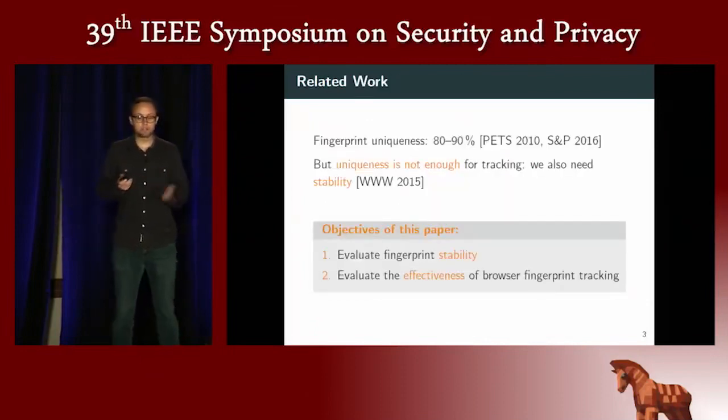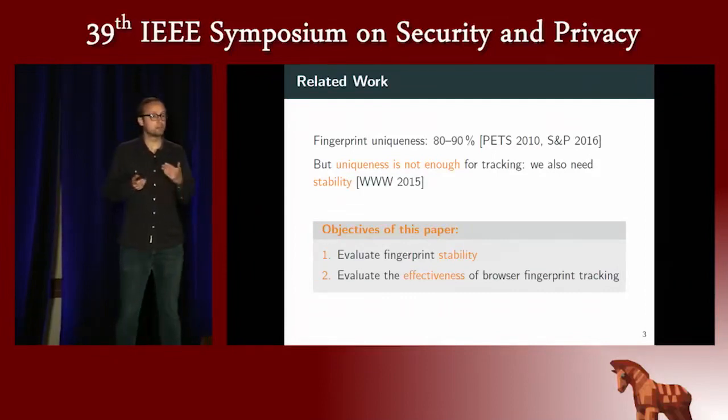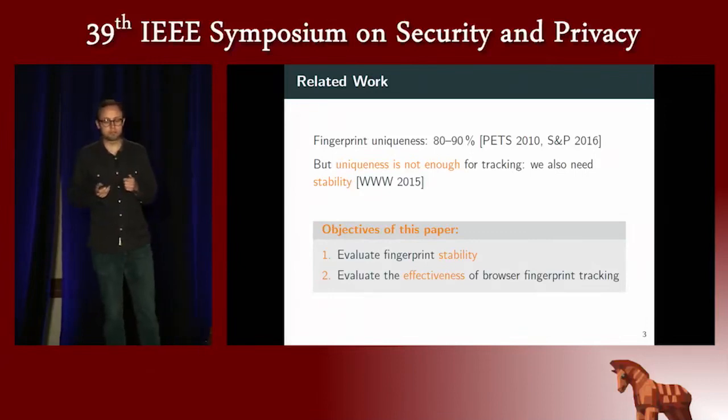State of the art has shown that fingerprint uniqueness is around 80–90% depending on the dataset. But uniqueness is not enough for tracking, because if you keep being unique, but every time you're unique in a different way, it may not be possible to track you. So the goal of this paper was to evaluate the fingerprint stability first, and in a second time to evaluate the effectiveness of browser fingerprint tracking.